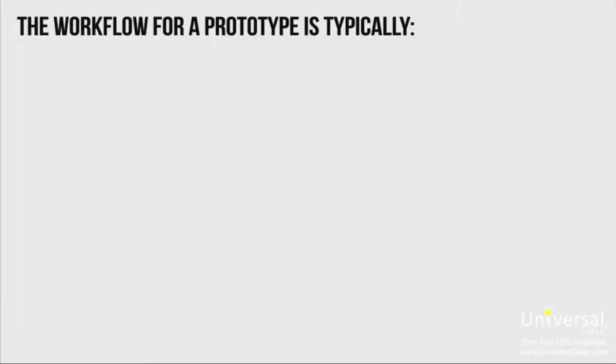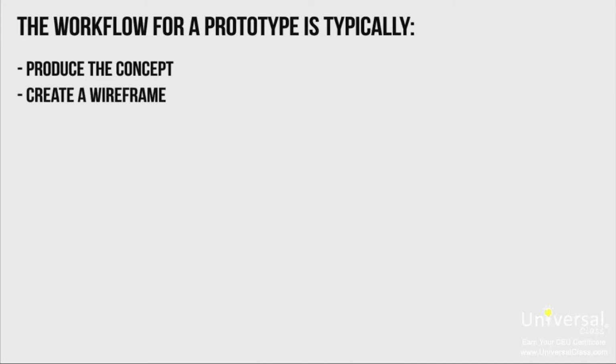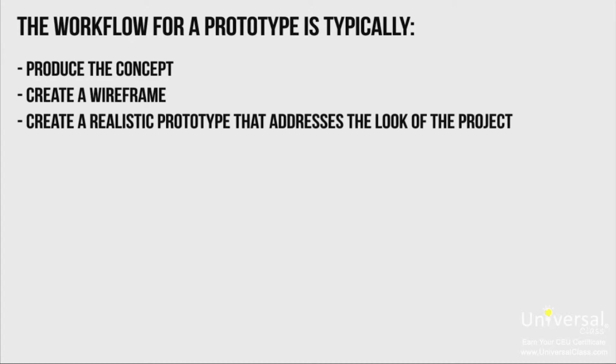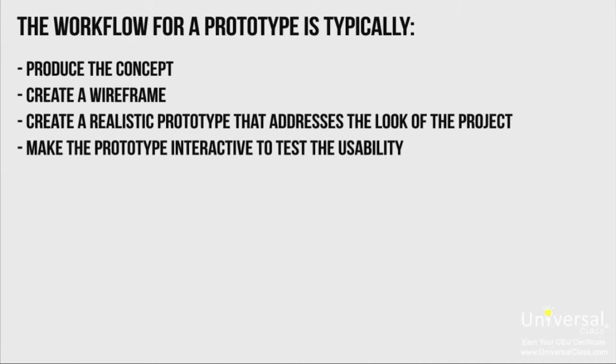The workflow for a prototype is typically as follows. Number 1, produce the concept. For example, is it an app, a game, or a website? Number 2, create a wireframe. Number 3, create a realistic prototype that addresses the look of the project. Number 4, make the prototype interactive to test the usability. And number 5, build the final project.